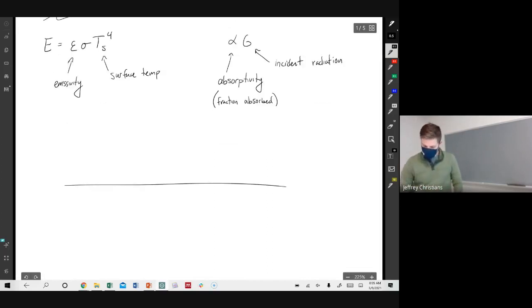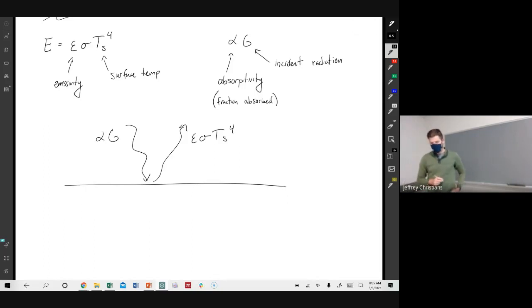If you have a surface like this, it's emitting epsilon sigma Ts to the fourth, and light is coming in, alpha G. So that's the basic picture that I think you should have in your head: epsilon sigma T to the fourth, and you're absorbing some fraction of what's actually incident on that surface.